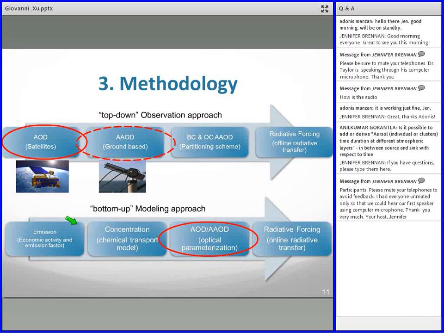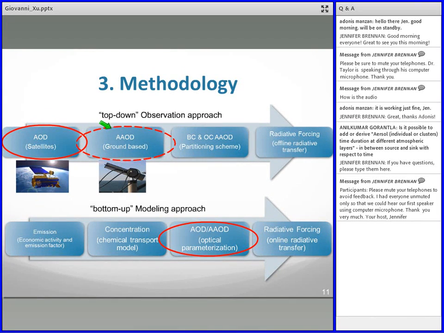So let's first look at the two approaches in a little more detail. For the observational part, we use satellite data set to provide the total amount of aerosol optical depth. Basically, that's the total amount of aerosol, including black carbon and everything else. And because black carbon is the main absorber, we need a ground-based network like Aeronet to obtain the absorption part of the optical depth.